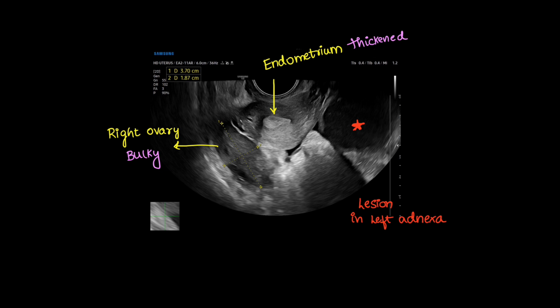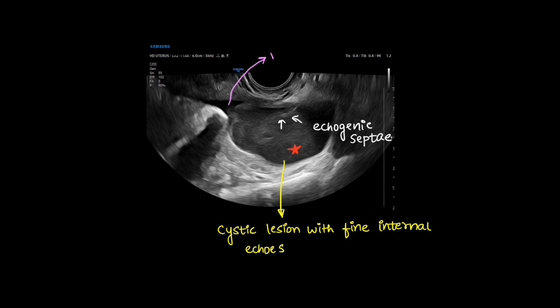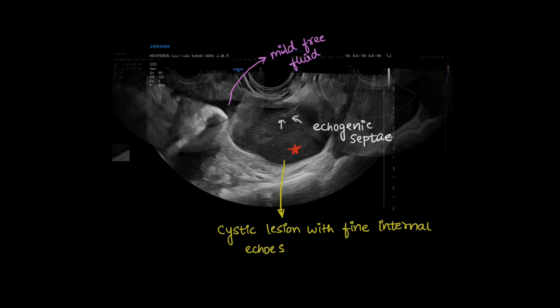Next, we tilted our probe to focus the lesion better. Once the lesion came into focus, we could get to know it's a cystic lesion with fine internal echoes. And here anteriorly we can see some echogenic septae. There's some mild free fluid also seen in pelvis.